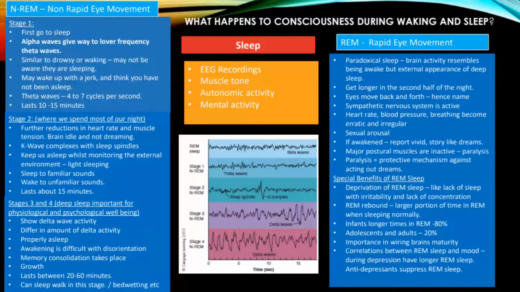And we measure it through brainwave activity. So the first stage is where we first go to sleep, and we have those alpha waves, which are sort of the restful waves, okay, giving way to lower frequency theta waves because we're becoming more relaxed and we're getting ready to go to sleep.